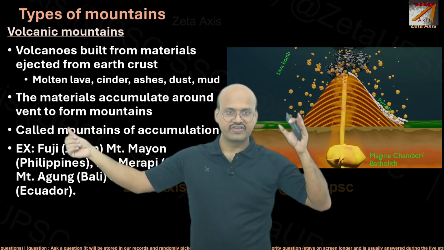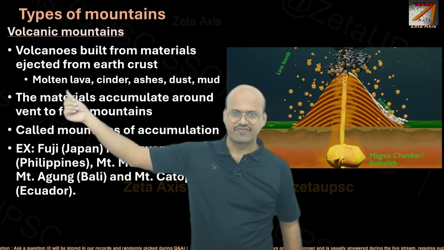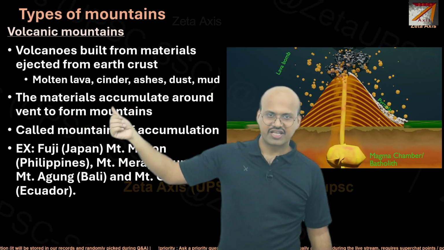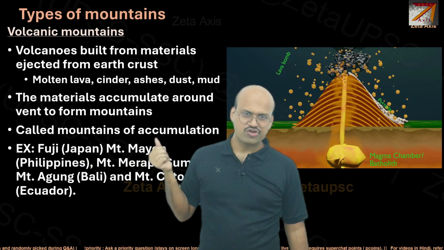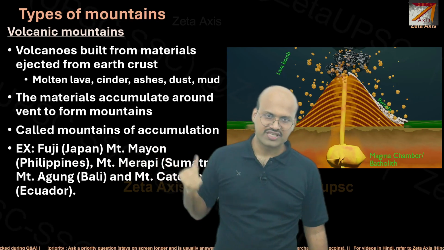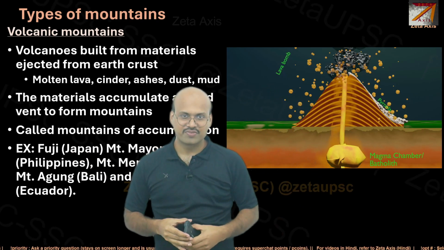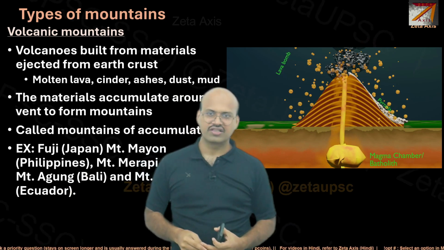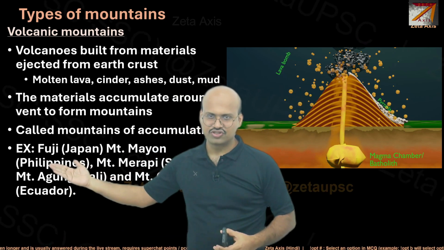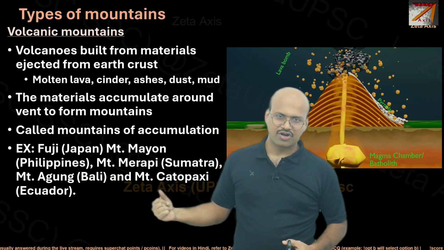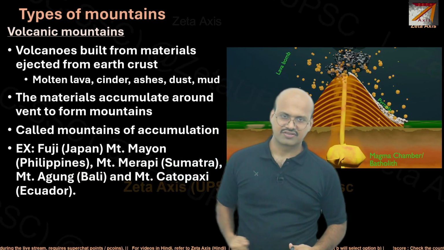Here, we see this mountain. This mountain is basically formed of all these things. The materials accumulated around the vent to form mountains called mountains of accumulation. It is called a mountain of accumulation because it is formed by the accumulation, by the collection of all these items. There are a lot of volcanic mountains. Mount Fuji of Japan is a very good example of this. There are these other examples.